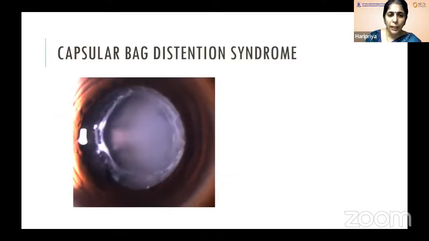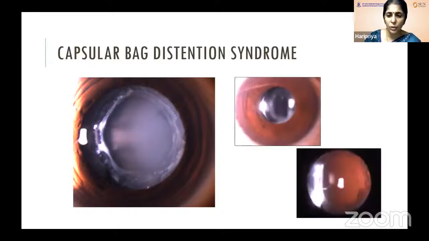So capsular bag distension syndrome is seen typically in patients who have received a capsular rhexis, and the rhexis covers the edge of the optic. Now, this is a very rare complication, probably seen more in high myopes with axial length more than 25 millimeters, and sometimes in patients who receive 4 haptic IOLs. Again, when the patients do come to us with defective vision, the good news is it's easy to diagnose and to treat.